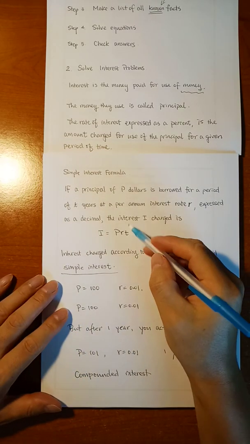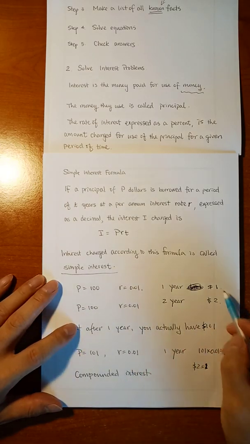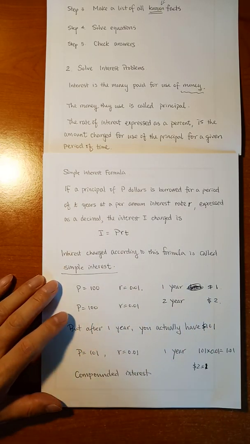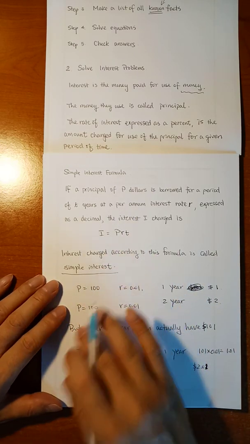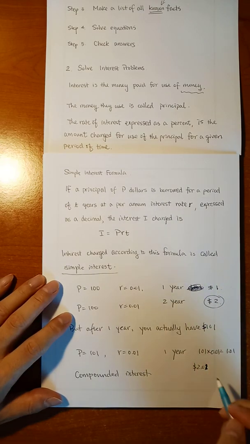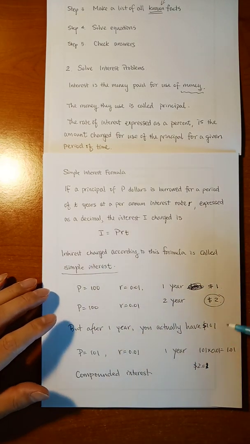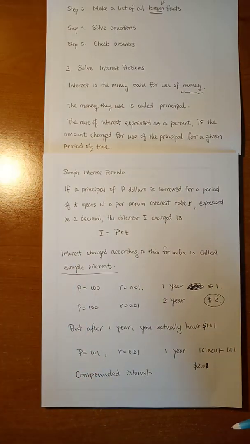But if you just ignore the $1 of profit in the second year, you can see that every year I just use this $100 as the principal. Then after 2 years, you should have $2. So the difference is 1 cent. It's not a big deal if you do not have a lot of money. Okay, so that's the difference between simple and compounded interest.